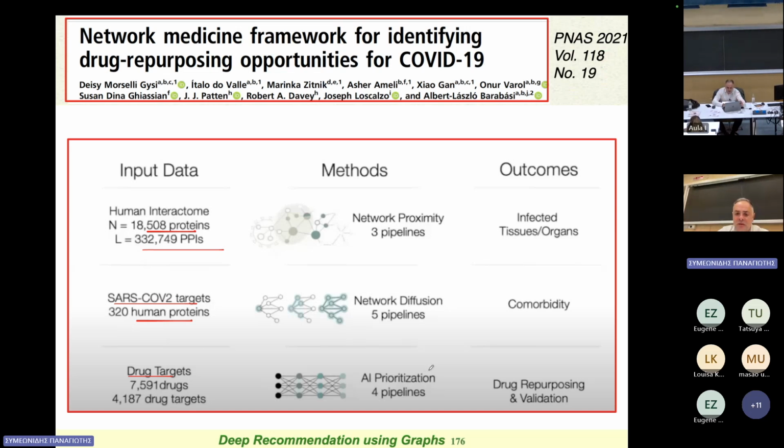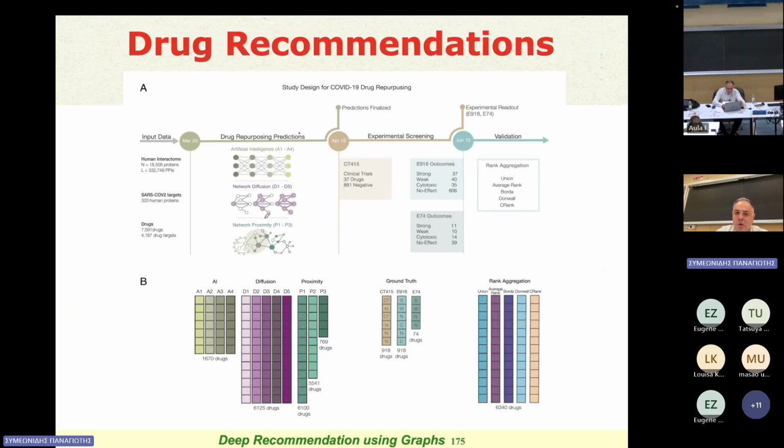And what they did, they tried to make network proximity, the thing that we discussed. If something is similar to something else, if a drug is close in this embedding space to a protein. So the network diffusion with random walks and all this stuff.